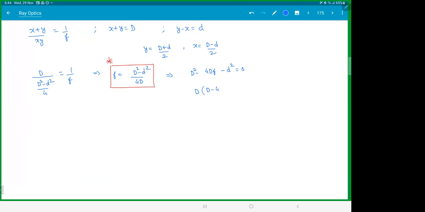This will be d² − 4df, which is equal to (d − ... ) squared. This should be greater than or equal to 0. That means D should be greater than or equal to 4f. Again, this is an important thing. The distance between the object and the screen should be at least 4f. So if D is less than 4f, we won't get an image on the screen.